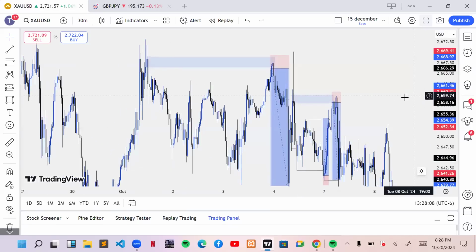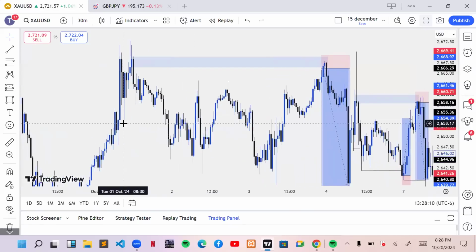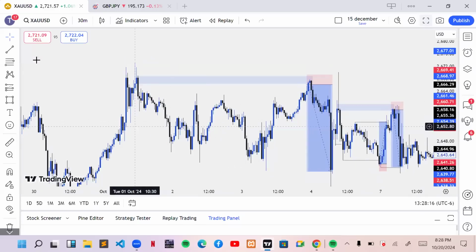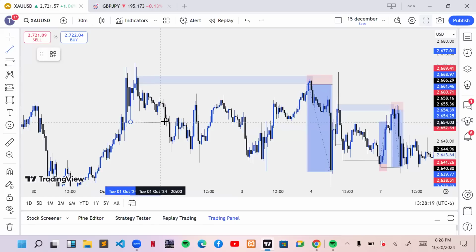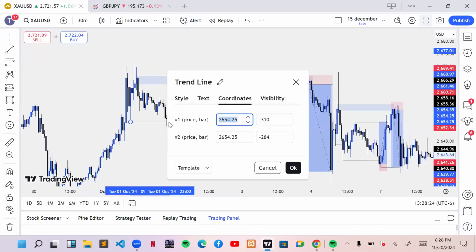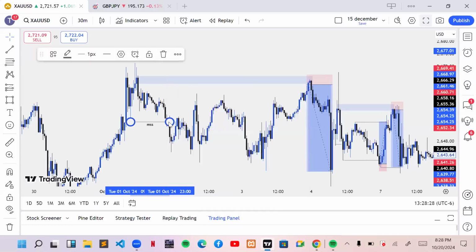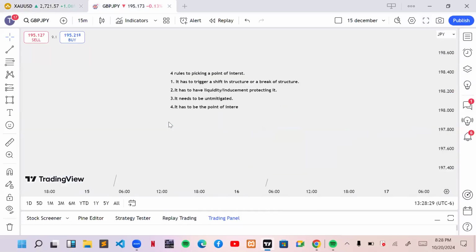So you have to make sure that your point of interest triggers a shift in market structure or a break of structure. For this particular trade that I took here, you have to notice that there was a shift in market structure right here. For each rule that I call out, I'm going to demarcate it here on the chart. So there was a shift in market structure right here. MSS.